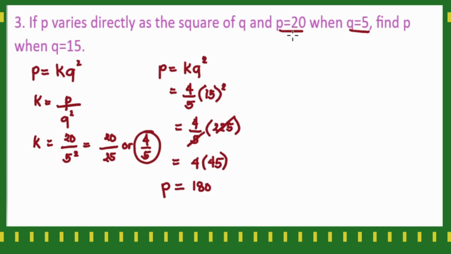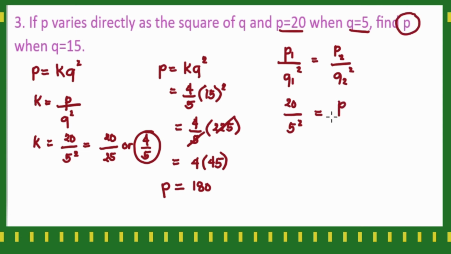Let's have an alternate solution. So we have P sub 1. It varies directly as the square of Q. So Q sub 1, but we square it. It's equal to P sub 2, Q sub 2, then square. So P sub 1 is 20. Q sub 1 is 5. So we have 5 squared. P sub 2 is unknown, so we will write P. And Q sub 2 is 15. So 15 squared.